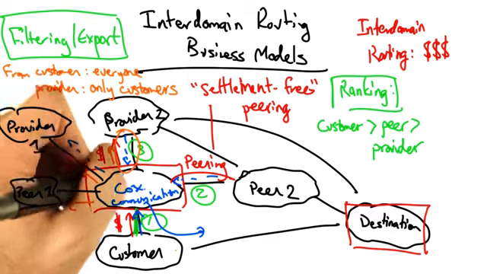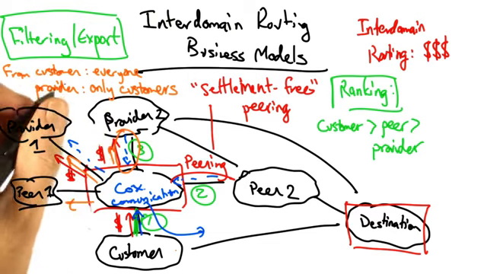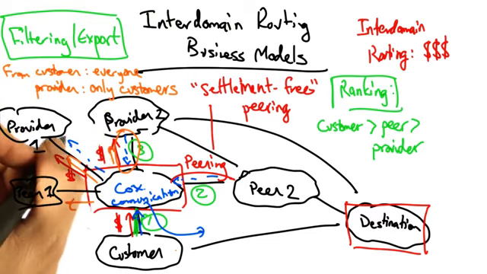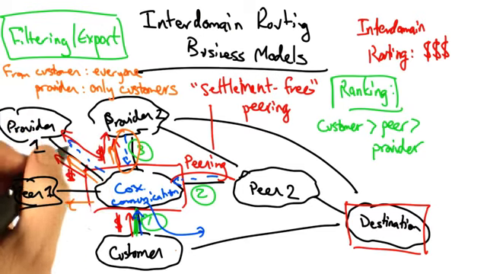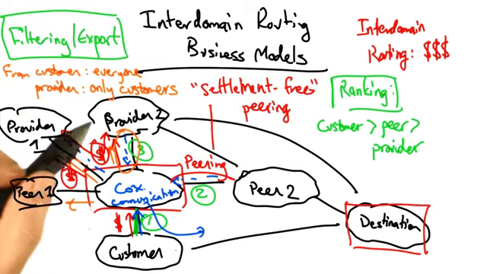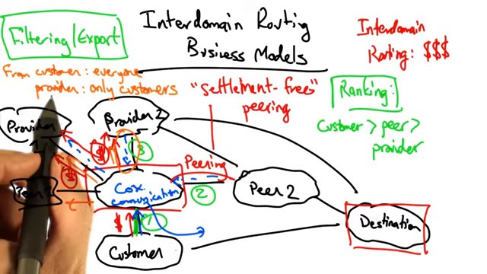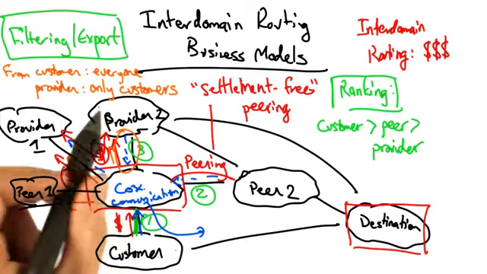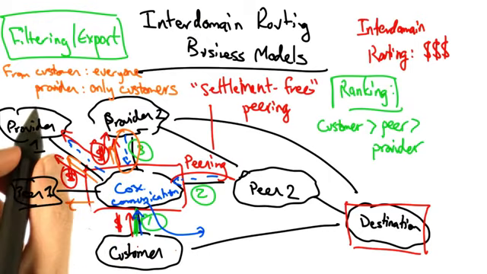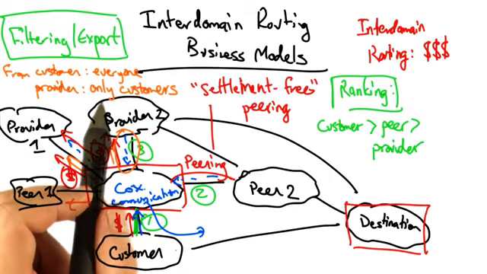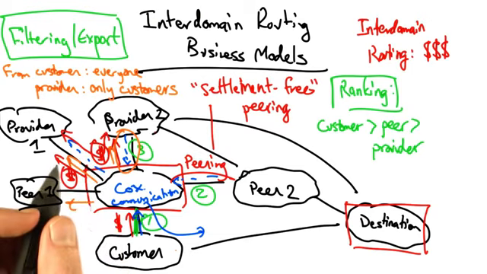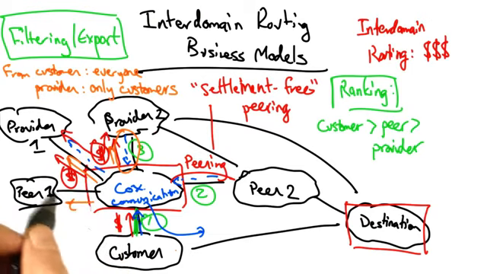So any route that's learned from a provider would never be advertised to another provider, because it would result in Cox essentially becoming a transit provider between two of its own providers and paying them both for the privilege of carrying that traffic. So routes learned from a provider would only ever be advertised to other customers. And similarly, routes from peers would only be advertised to other customers, not to other peers or other providers.